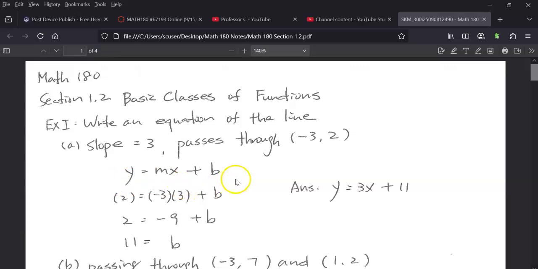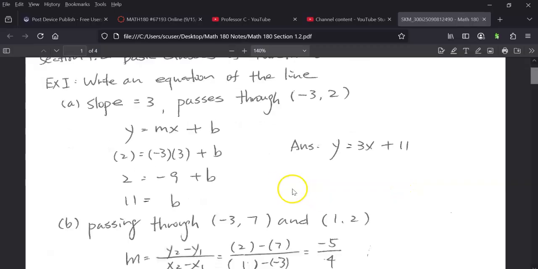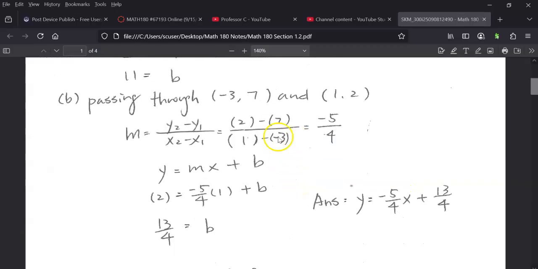So if you look at this equation, we are pretty much given everything except b. That's what we want. We want to solve for b. So the slope is, sorry, I have this opposite. The slope should be 3, and x should be -3, and y should be 2. So the result is 2 equal to -9 plus b, so b equal to 11. So once you have the 3, that's a slope, and b is 11, then our equation is y equal to 3x plus 11.